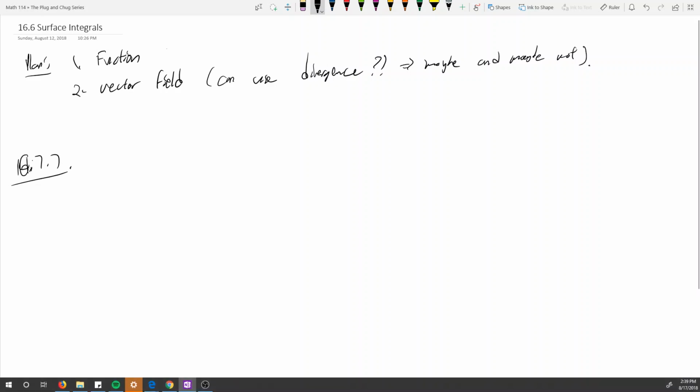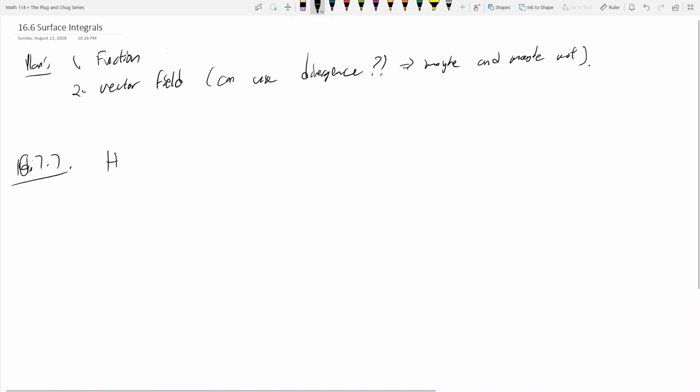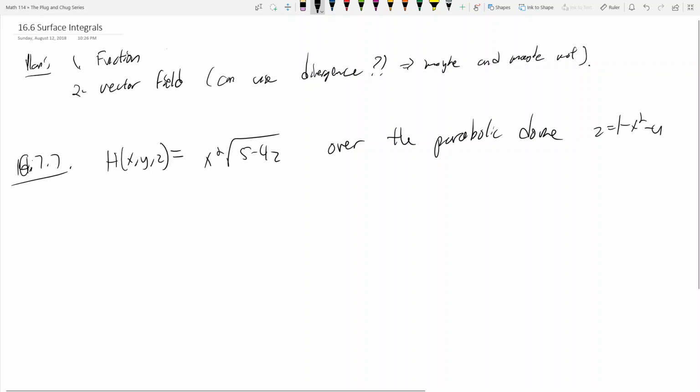You have h of x, y, z is equal to x squared root 5 minus 4z over the parabolic dome z is equal to 1 minus x squared minus y squared.